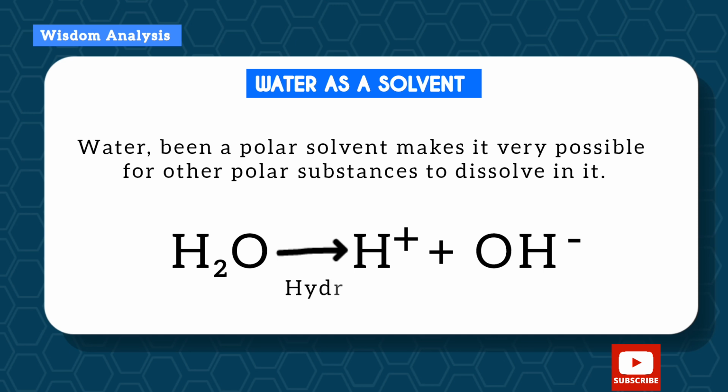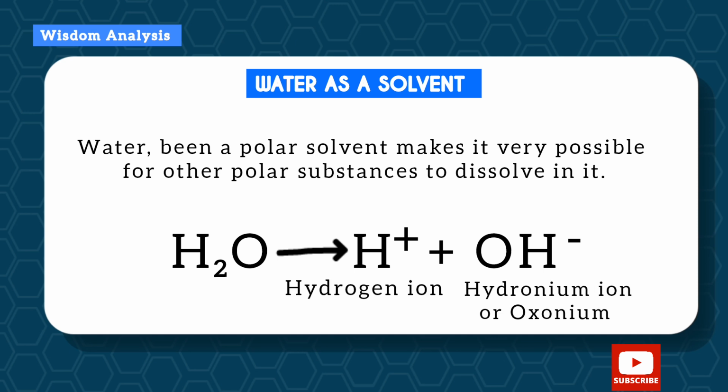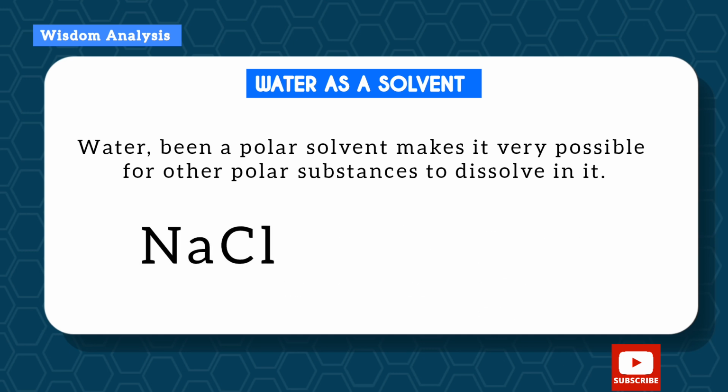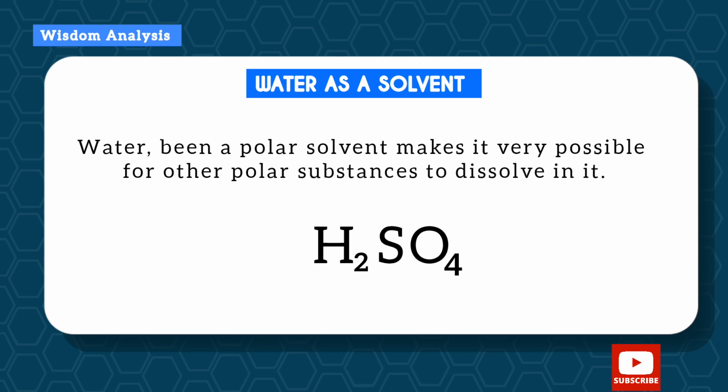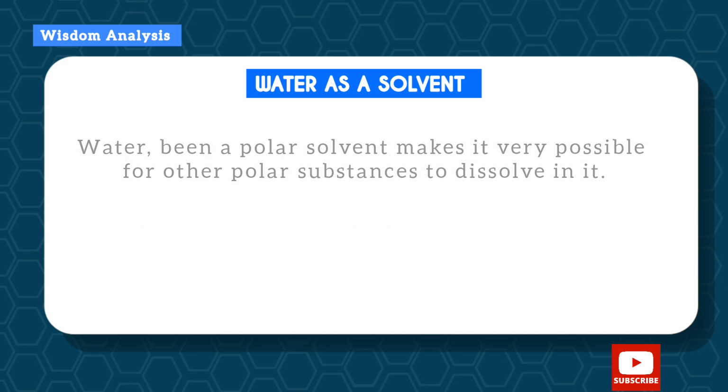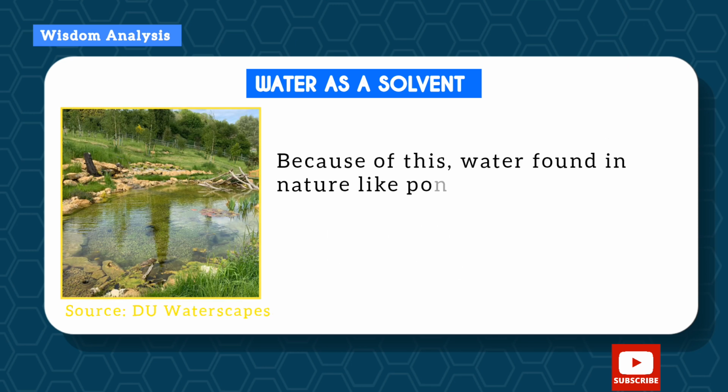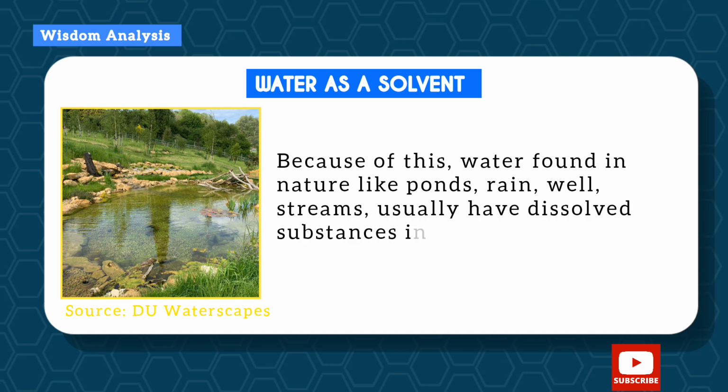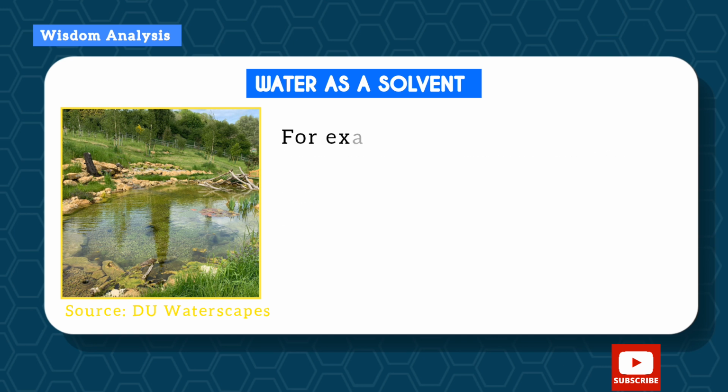Okay, so water can also dissociate to form hydrogen ion, which is positive, and hydronium or oxonium ion, which is negative. So this makes water exhibit a polar nature, which makes polar substances like sodium chloride, tetraoxosulfate 6 acid dissolve in water. Because of this, water found in nature like ponds, rain, wells, streams usually have dissolved substances in them. So they usually have dissolved salts and minerals in them.